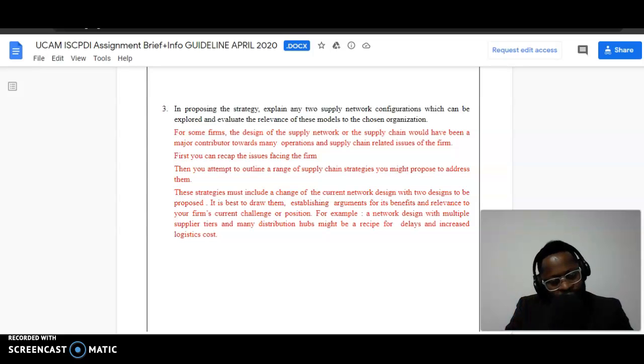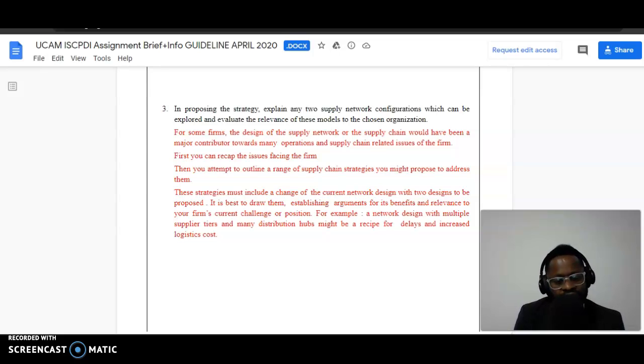So here's the thing. Question 3 is somewhat connected to question 2. So remember, in question 2, you give a brief insight of the challenges the company would have been facing, right? Now you're going to address this in question number 3, all right? So in proposing a strategy, explain any two supply chain network configurations which can be explored, and evaluate their relevance for the chosen company. All right, same company, right?